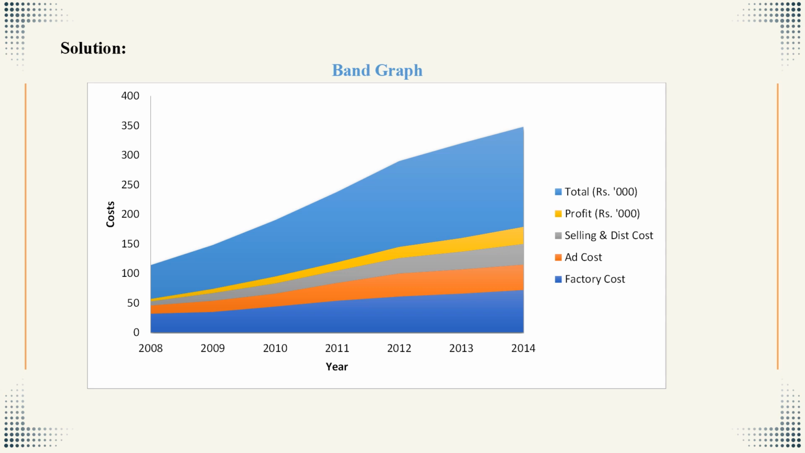Thereby, one can easily identify what the total cost is, what the profit is, what the selling and distribution cost is, what the advertisement cost is, and what the factory cost is.